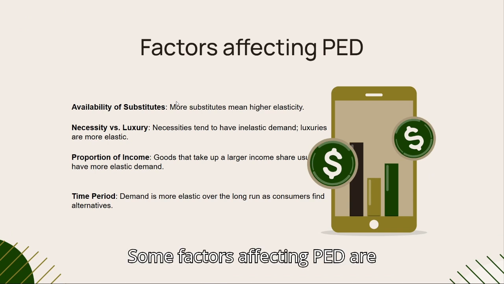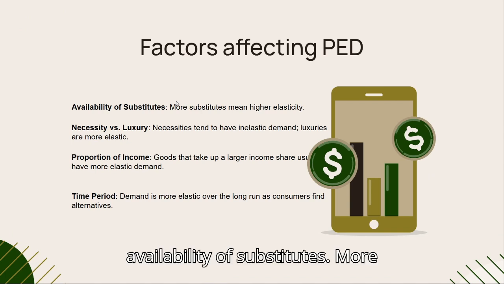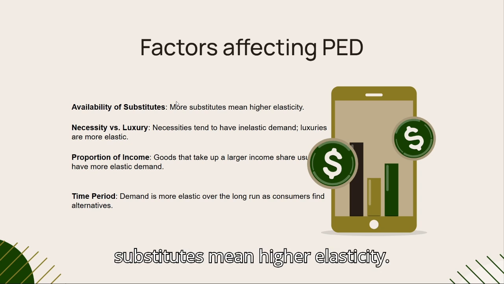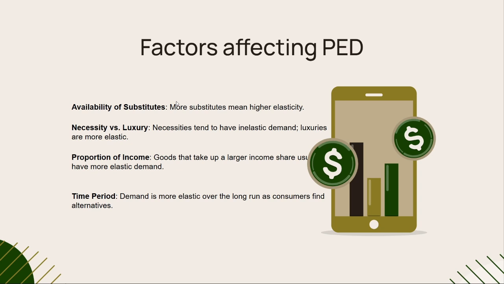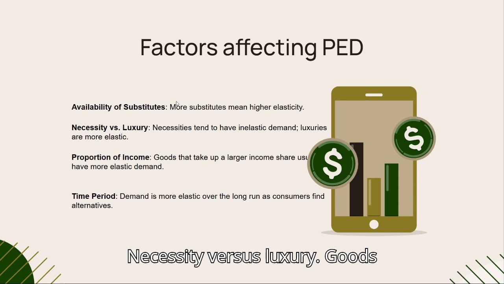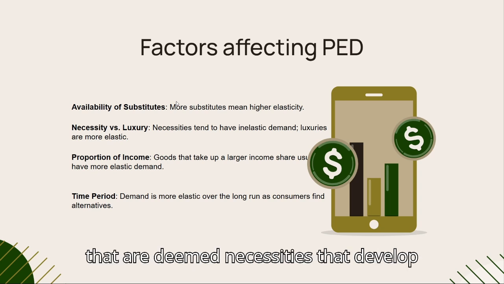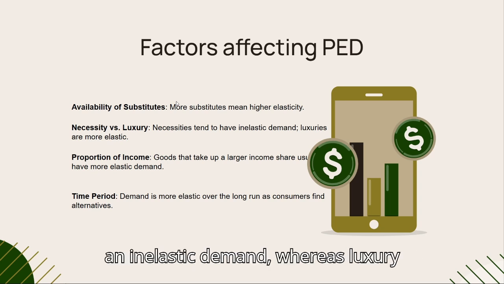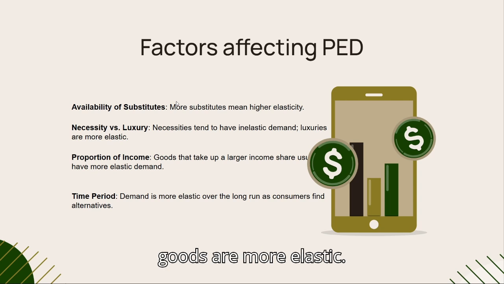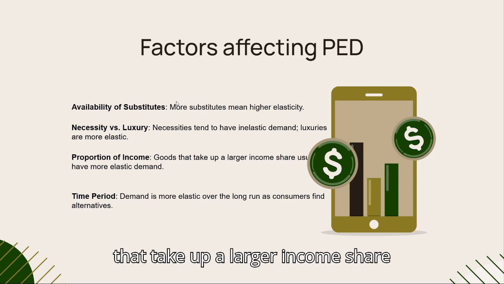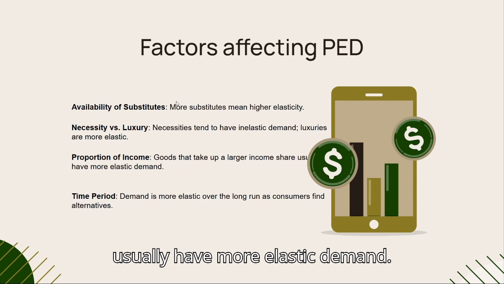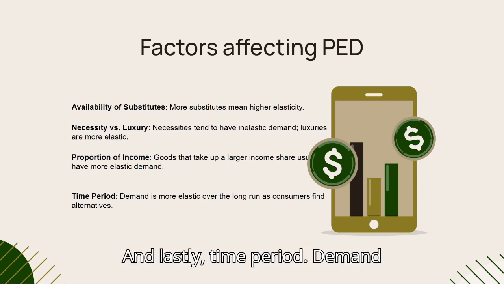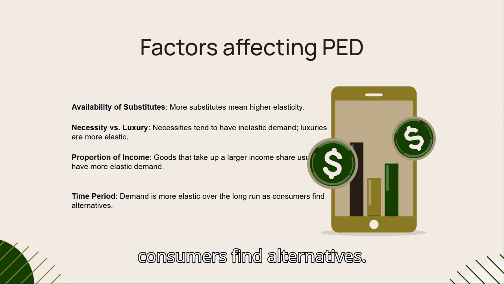Some factors affecting PED are availability of substitutes. More substitutes mean higher elasticity. Necessity versus luxury. Goods that are deemed necessities tend to have an inelastic demand, whereas luxury goods are more elastic. Proportion of income. Goods that take up a larger income share usually have more elastic demand. And lastly, time period. Demand is more elastic over the long run as consumers find alternatives.